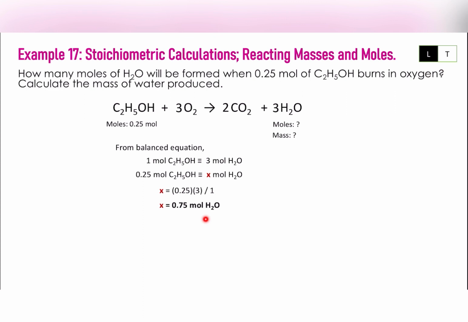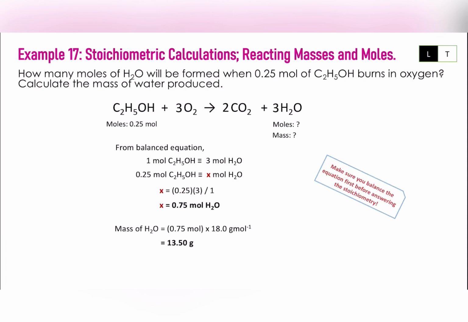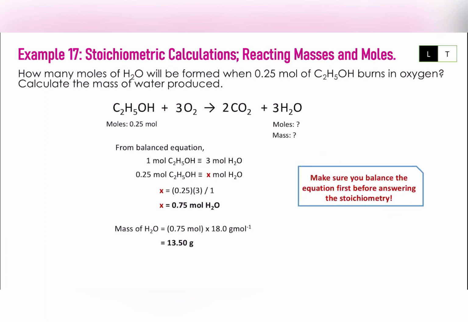And next, once you got the mole, you have to determine the mass of water. So put the subject, mass of water equals the mole that you obtained times the molar mass of water. You will have the mass of water is 13.50 gram. And don't forget, I repeat again, make sure you balance the equation first before answering any questions related to stoichiometry.